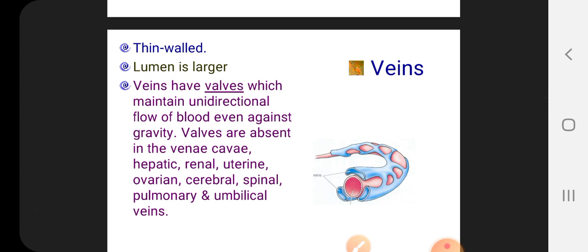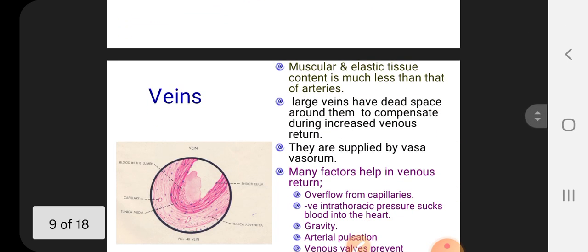Now we'll come to the other set, that is veins. They are thin walled, the lumen is large, and they have valves. Now we'll see what is the function of valves. Valves maintain unidirectional flow of blood. Unidirectional means it allows the blood to flow in only one direction, but not in the reverse direction. But valves are absent in the vena cava, and the hepatic, renal, ovarian, cerebral, spinal, and umbilical veins.